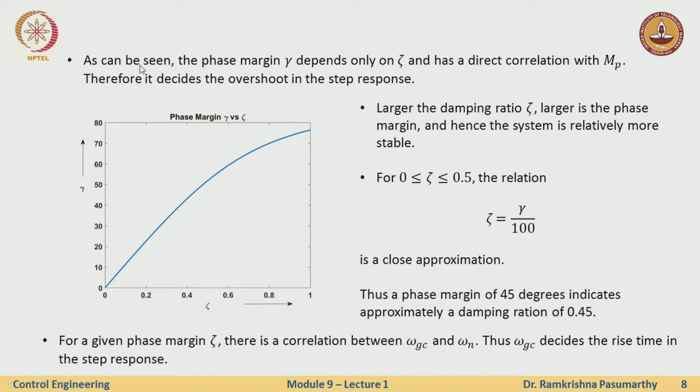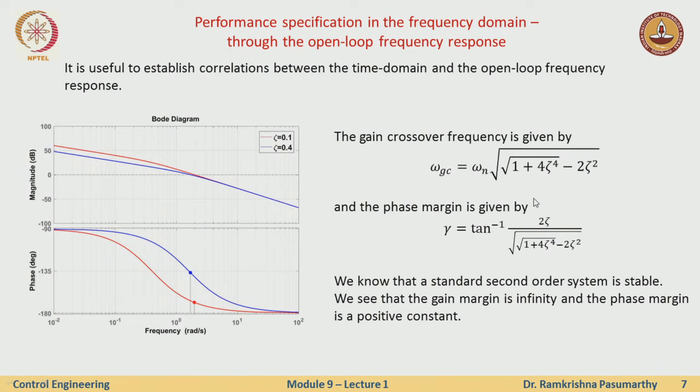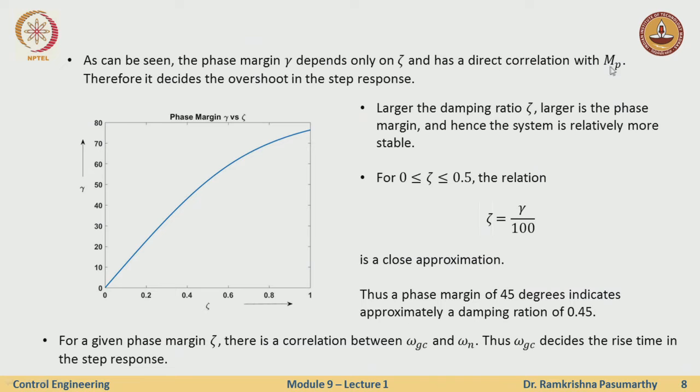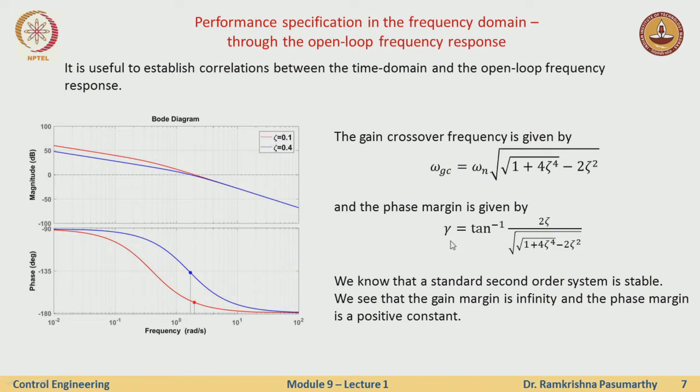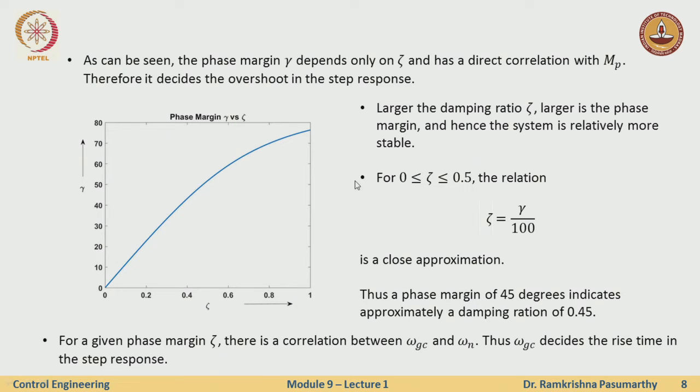As is obvious now, the phase margin depends only on zeta, and zeta has a direct correlation with the peak overshoot in the time domain. Therefore, specifications on the peak overshoot directly translate to specifications on the phase margin of the system through this expression. Again, the larger the damping ratio, the larger the phase margin, and therefore the system is relatively more stable. The larger the damping ratio, the more the poles shift to the left in the root locus, and therefore the system is more stable.